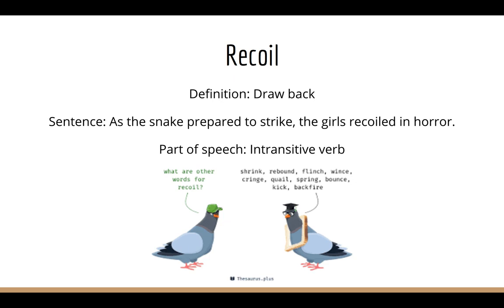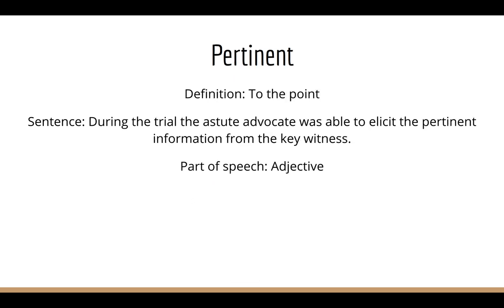The next word is Pertinent. Pertinent means to the point. A sentence for pertinent is: during the trial, the astute advocate was able to elicit the pertinent information from the key witnesses. Whoa, okay. Trying to understand the complicated sentence.